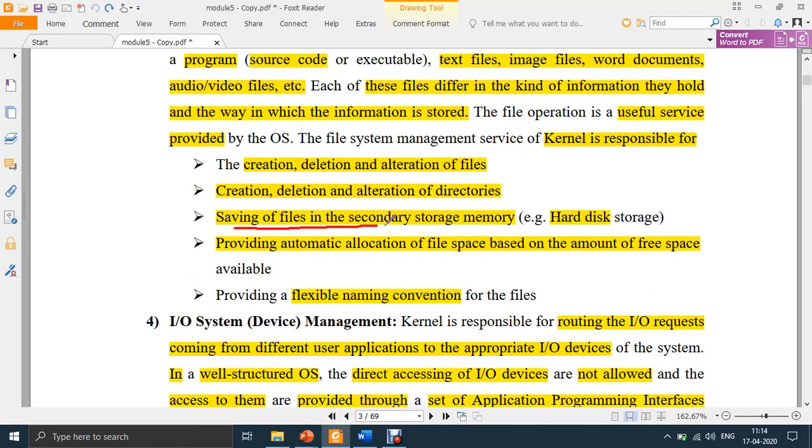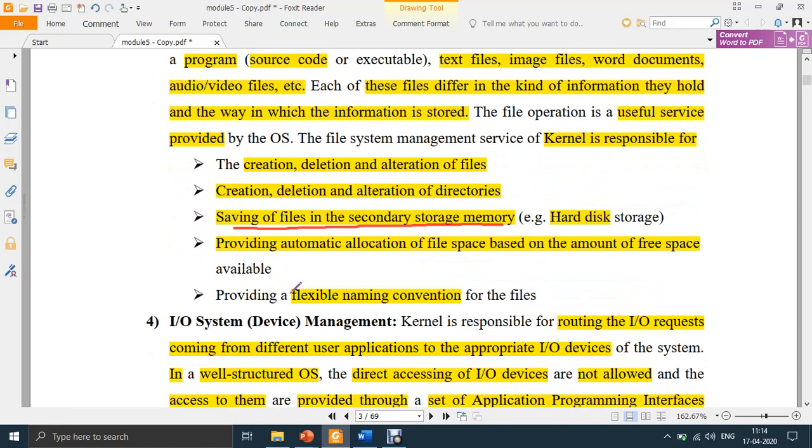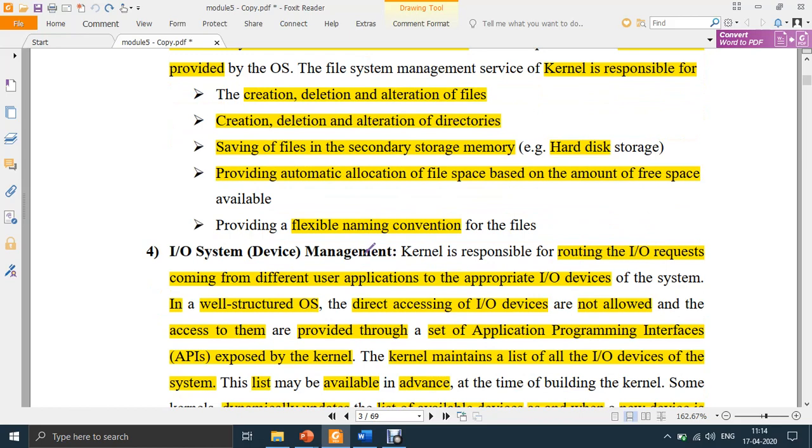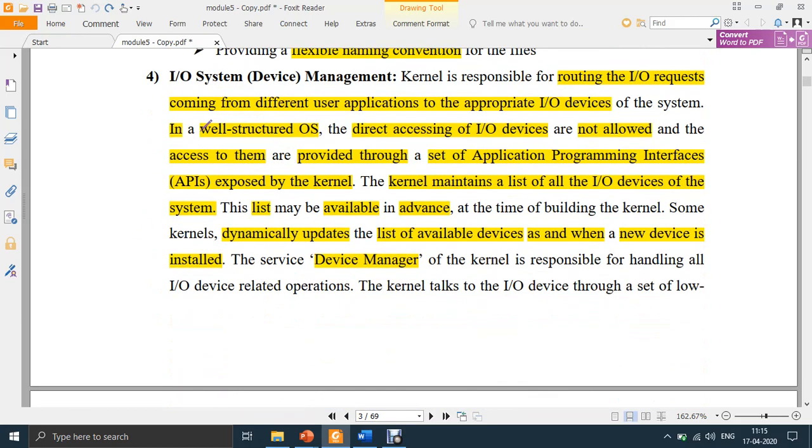Then saving of files in secondary storage, that is hard disk. Whenever you want to save them, that is where file system management will come in handy. It's a service by the kernel. Then providing automatic allocation of file space based on the amount of free space available. Then flexible naming convention. So naming the files, you can rename the files in a convenient way so that you can organize them properly.